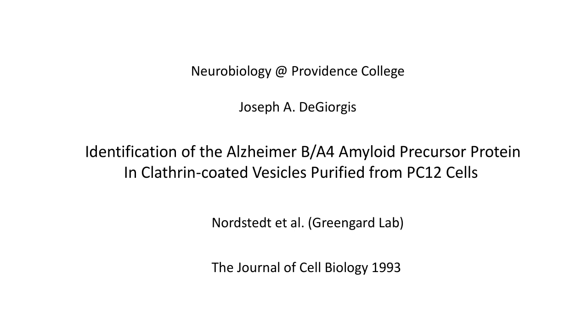The title of the paper is The Identification of the Alzheimer's Amyloid Precursor Protein in Clathrin-Coated Vesicles Purified from PC12 Cells. Before we get into the paper, I want to give you a little bit of an overview, which again is sort of the conclusion of some of these papers that we're going to talk about over the next couple of days, the rest of the week. So let me draw this out for you.